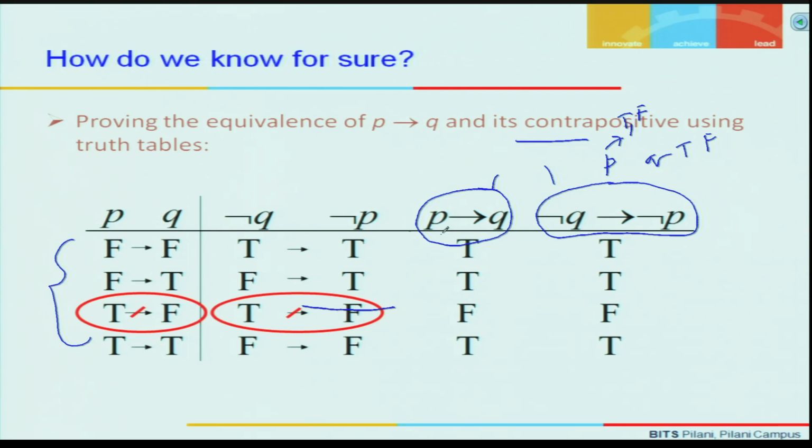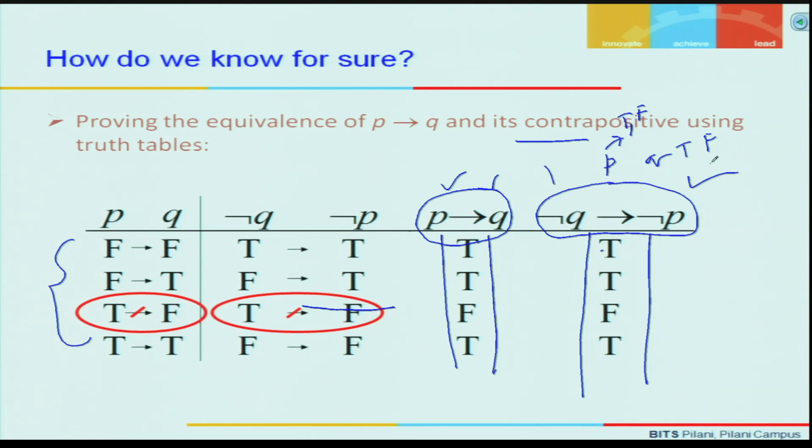Otherwise, the columns over here should be the same. Whatever the value here, you should have the same value. If these two columns are the same, then you can confidently say that though they are seemingly different, they mean the same. That means they have the same truth value for different combinations of P and Q values.